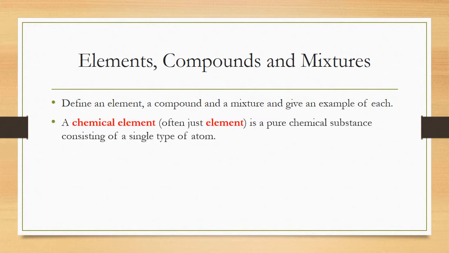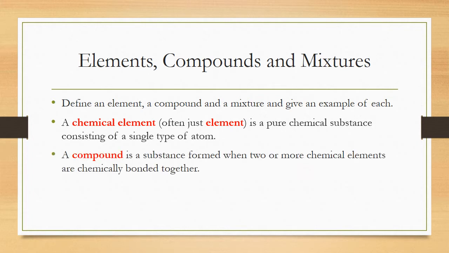However, a chemical element, which we'll usually just call an element, is a pure chemical substance consisting of a single type of atom. So the example I'm going to give is gold, which means that the element of gold only consists of atoms of gold. A compound is a substance formed when two or more chemical elements are chemically bonded together. So the example I'm going to give is water, where you have hydrogen atoms and oxygen atoms chemically bonded together.